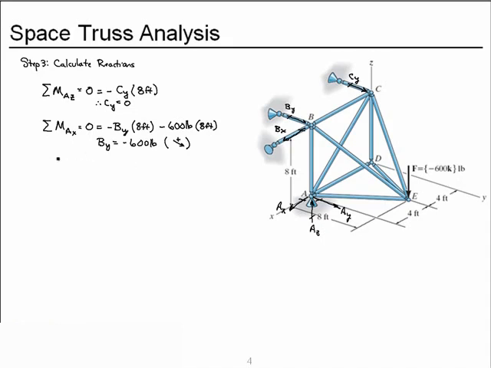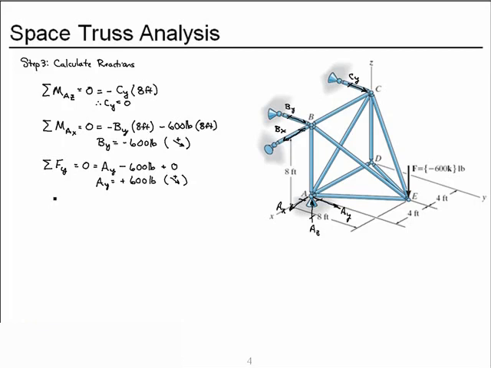Now let's sum forces in the y direction. We'll consider the positive y direction to be positive for our summation. So we have our unknown reaction AY. We have BY, which is a minus 600 pounds, and CY, which was 0. Solve for AY, and we get a positive 600 pounds. We had originally assumed it in the positive y direction, and so it is.